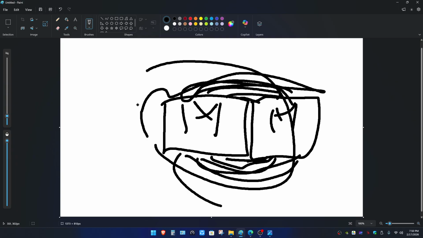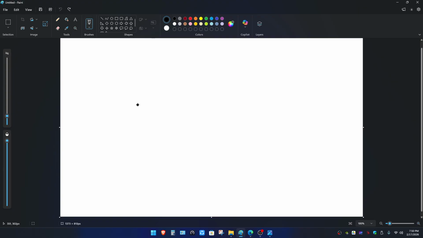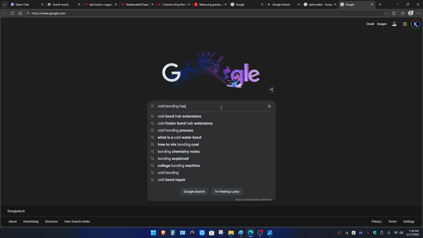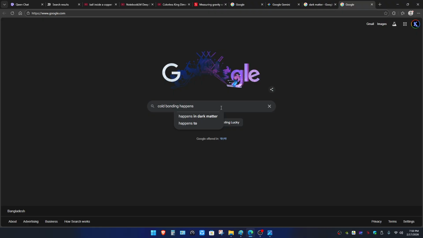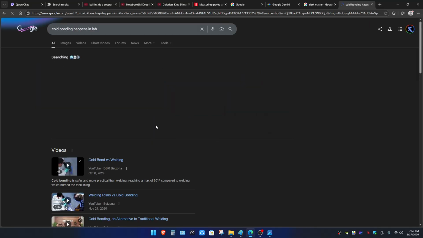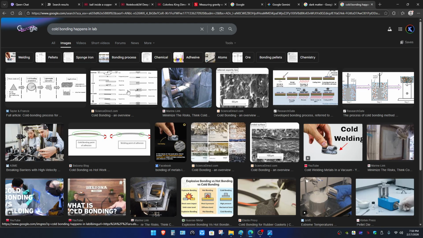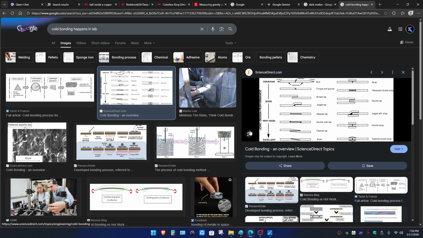Okay, so can this be done on earth? Yes, it can be done on earth, because it has been done on earth. Cold bonding happens in lab. So cold bonding was actually done in lab. Yes, cold bonding can happen in lab if we can get the excess amount of gaseous molecules out of the metal itself, then obviously cold bonding will happen. So this is cold bonding, right?